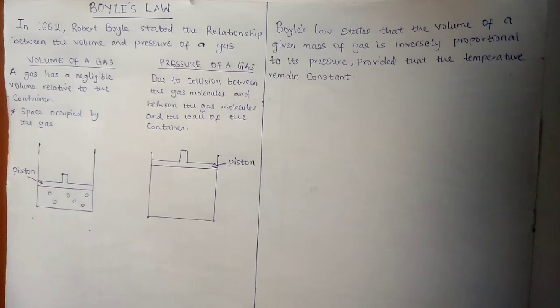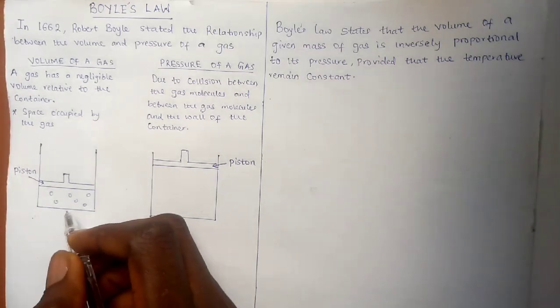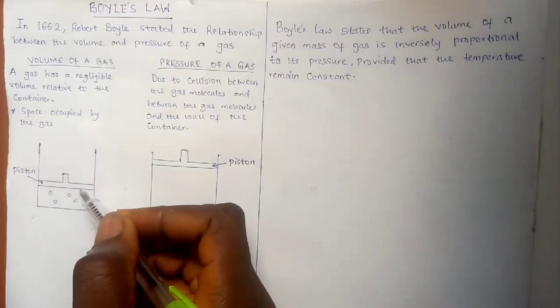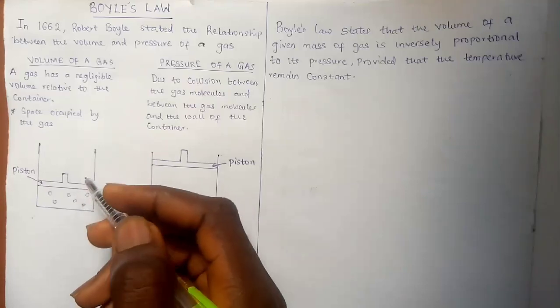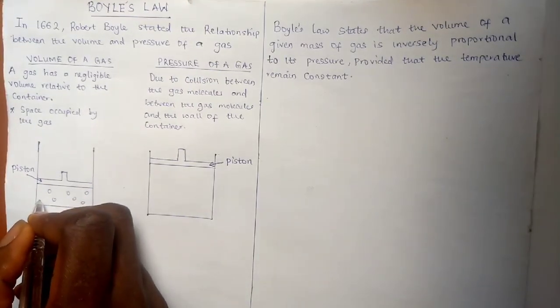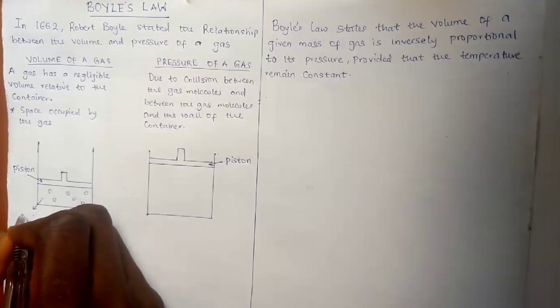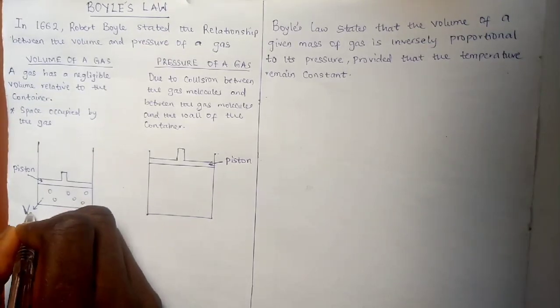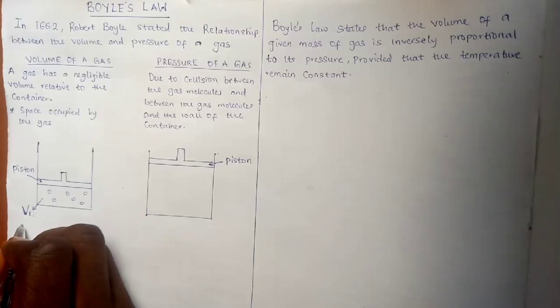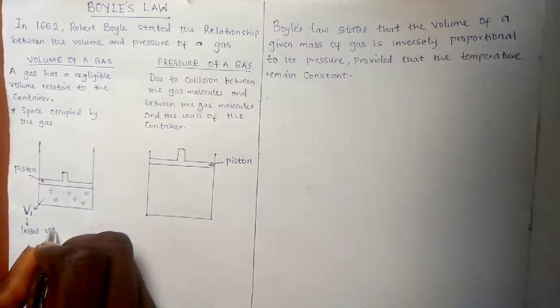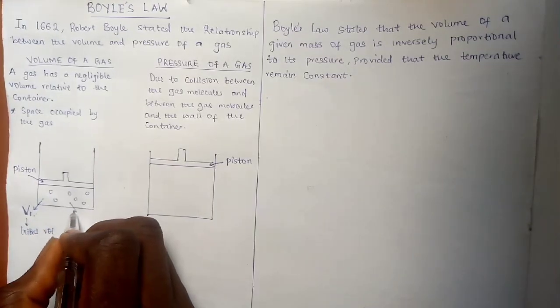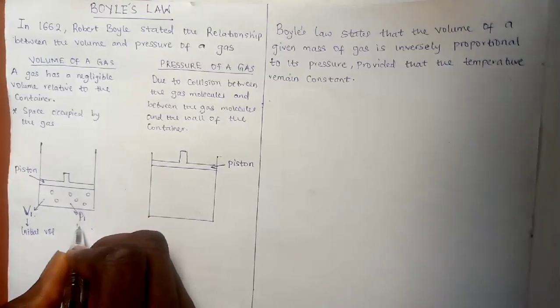So now I've stated the volume of a gas and the pressure of a gas. Let us consider a gas contained in a vessel enclosed with a piston that can be made stationary or moved up or down. The space occupied by the gas is referred to as the volume of the gas. I can call this V1, which is the initial volume. And the pressure of the gas, I can call P1, which is the initial pressure.